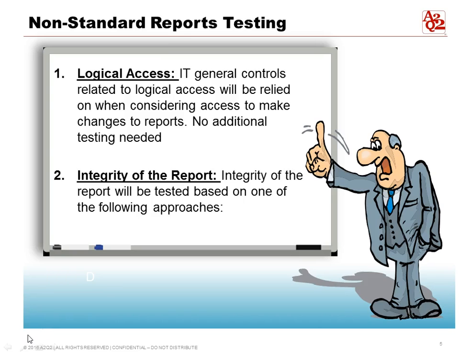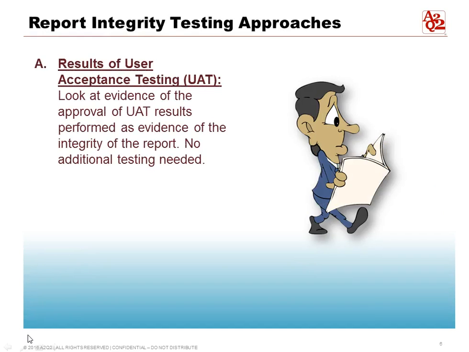Now, we do need to test the integrity of the report at some point. The integrity of the report is the completeness, the accuracy of the report itself, and there are 4 ways to test the integrity. The first one is the results of the original user acceptance testing. Look at the evidence or the results when the system was originally implemented and the users wrote the requirements, the IT team wrote the report, and then the user tested that report.